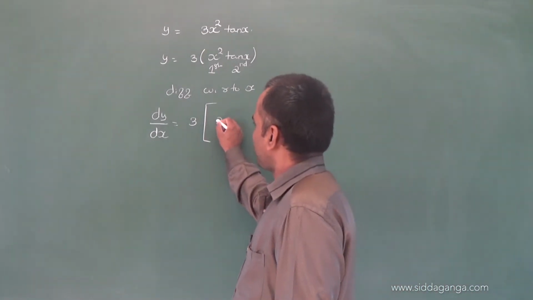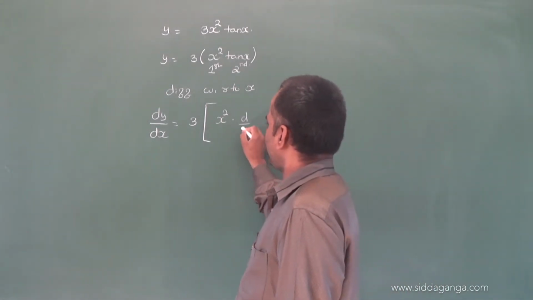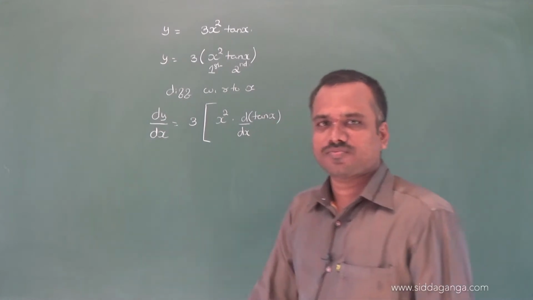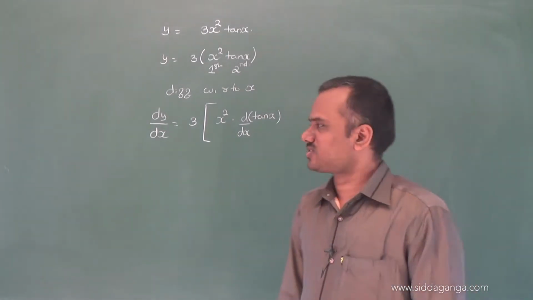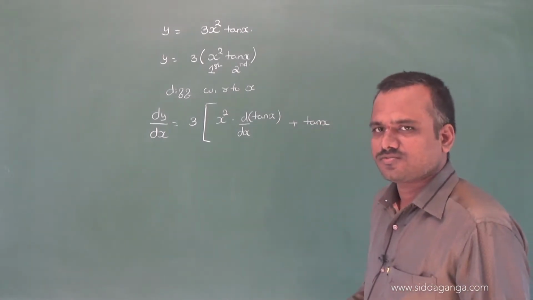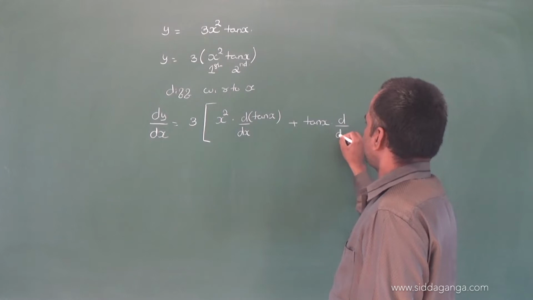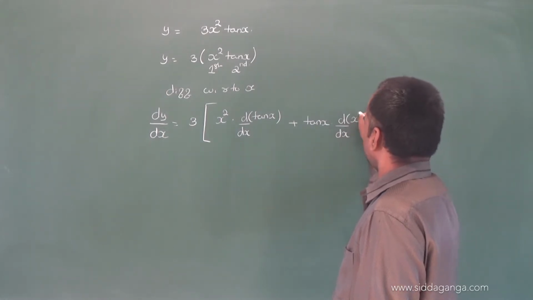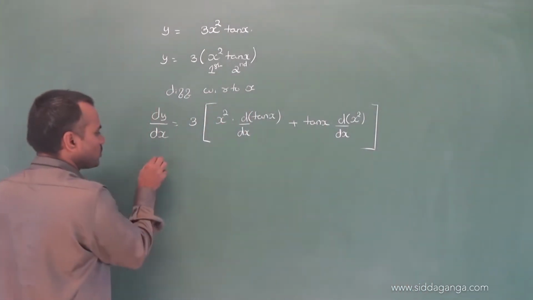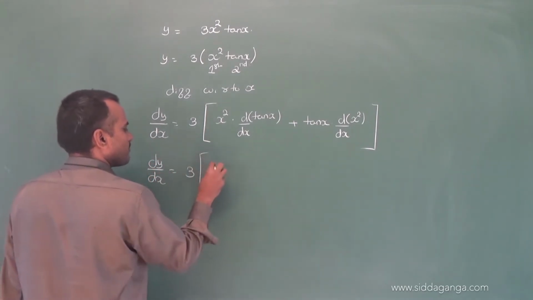First function is what? X square into d by dx of what? Tan x, derivative of tan x, plus second function tan x. First function is what? X square. Second function is what? Tan x into d by dx of what? X square. D by dx of what? X square. So dy by dx, 3 we write as it is, x square.